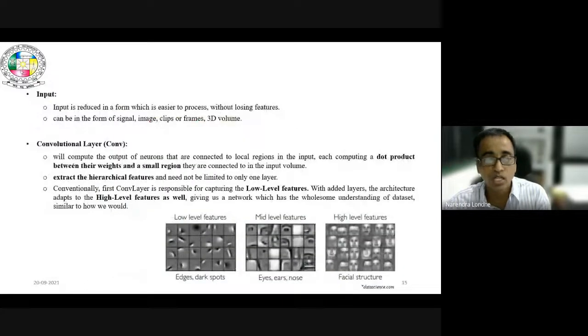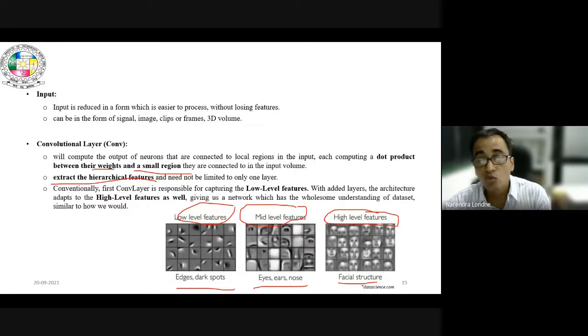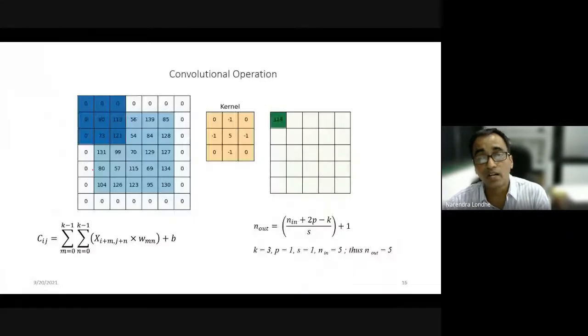As I told you, the convolutional layer has weights and handles small regions. It extracts hierarchical features: low level features, medium level features, and high level features. You can see these edges and dark spots are nothing but the low level features. These eyes, nose, and ears are my medium level features. Then the faces, the complete face, are my high level features. This is how the convolutional layers extract the features from the data in steps.